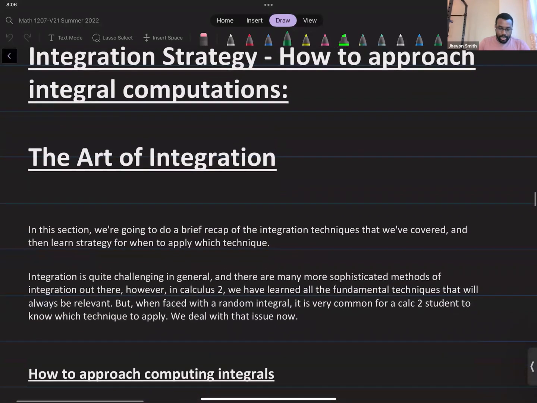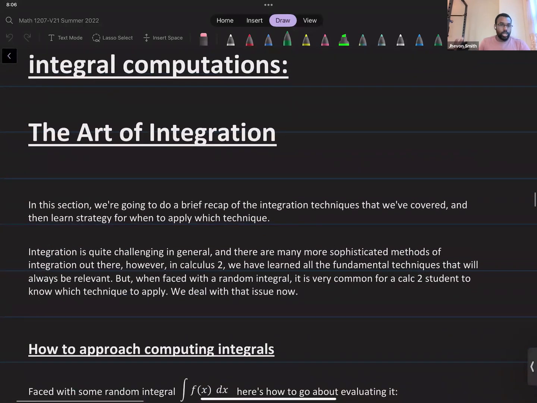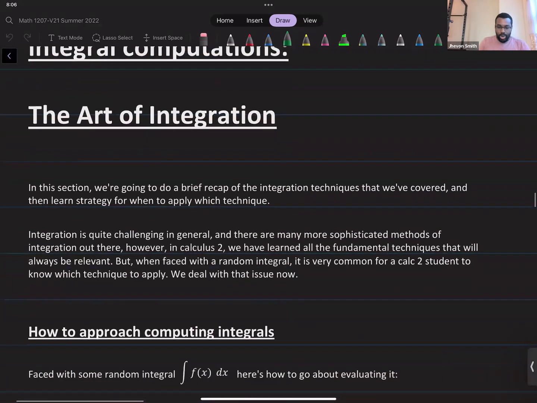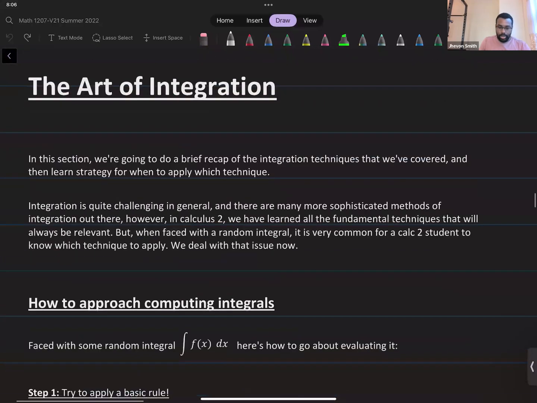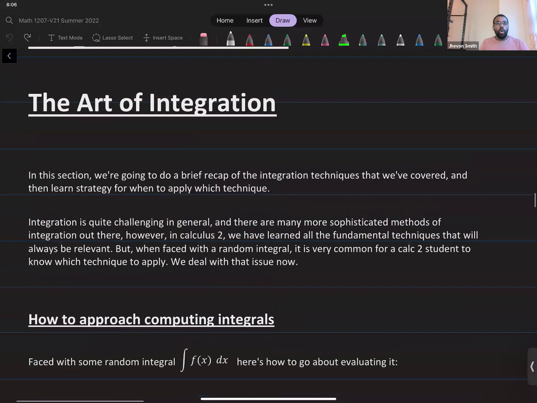I want to recap these and just talk about how to approach computing integrals, right? So you have this random integral, the integral of f of x dx, and that f of x could look like anything, but I ask you to evaluate it, right? What do you actually do? Where do you start?